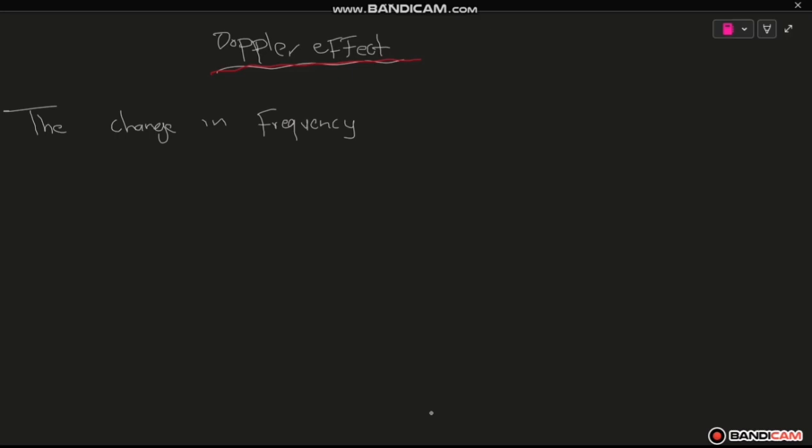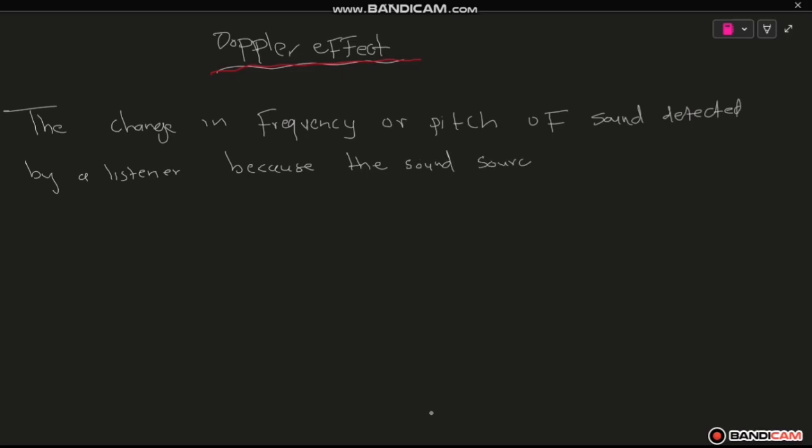The change in frequency or pitch of sound detected by a listener because the sound source and the listener. So it's very important for you to know how to define it.